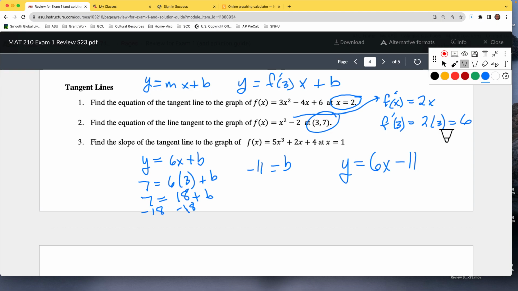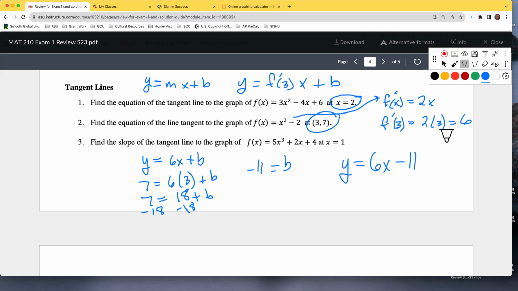You need a point on the curve, the point of tangency, so they always give you at least the x, and in this case they gave you the x and the y. You take that point, plug it into the linear equation for the x and y, that will give you the y-intercept of the linear equation, of the tangent line, right?